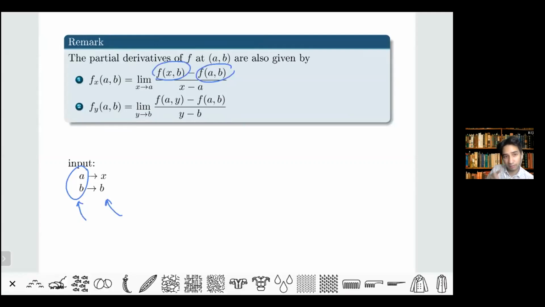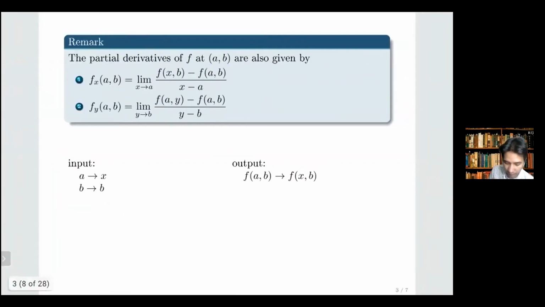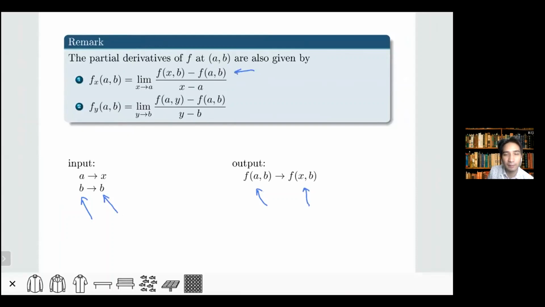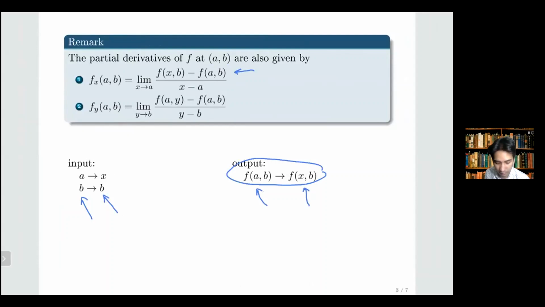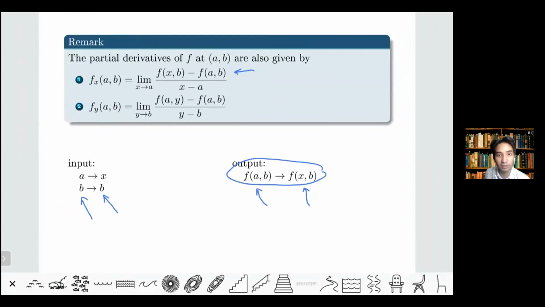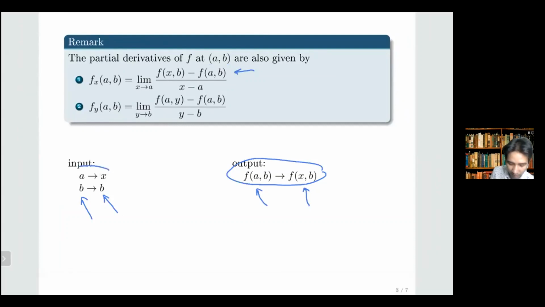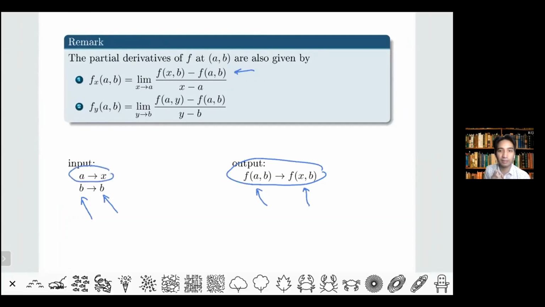So if this is the old input, ito yung old output. And if this is the new input, ito yung new output. So ganun din, yung numerator dito, it encapsulates the difference in the output. So ito yung change in output natin. Okay? And dito, ang nagbabago lang sa input natin yung x. No? So from A, na iniiba natin siya to some other number. Let's call it x. Okay?